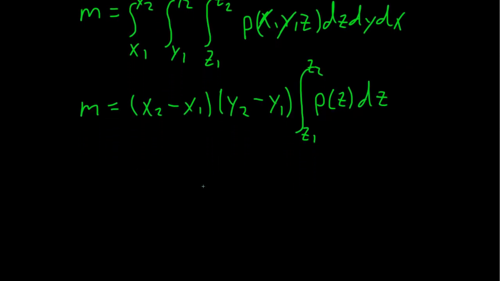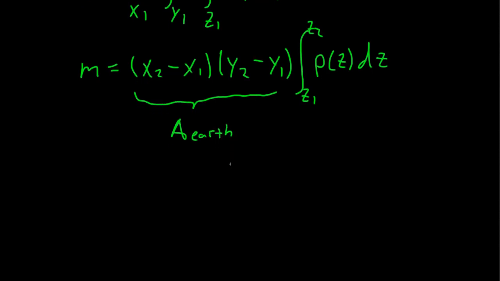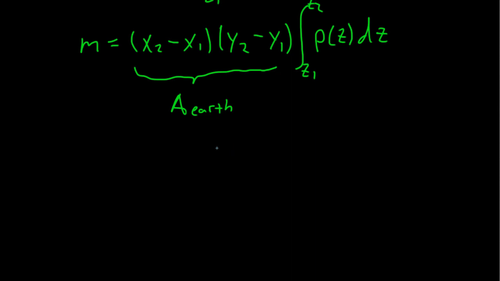Note that the x and y terms multiply to give the surface area of the Earth. Our final equation to be integrated becomes: mass is the area of the Earth times the integral from sea level to the height of the atmosphere times our density function.